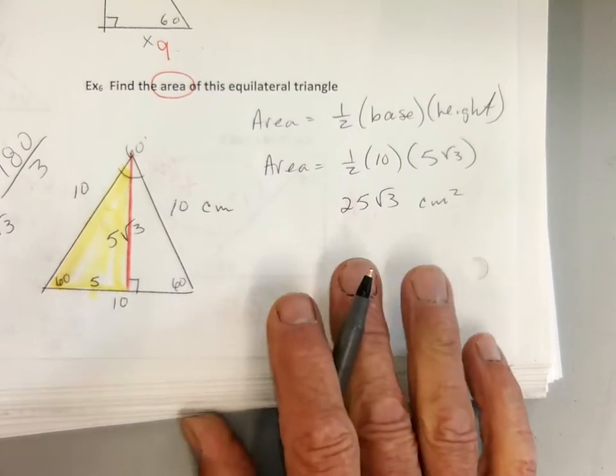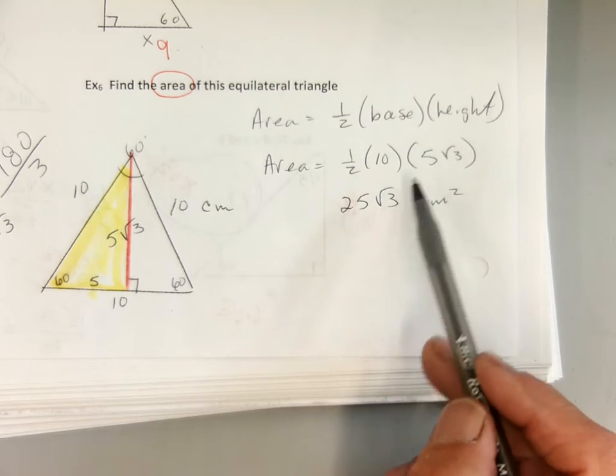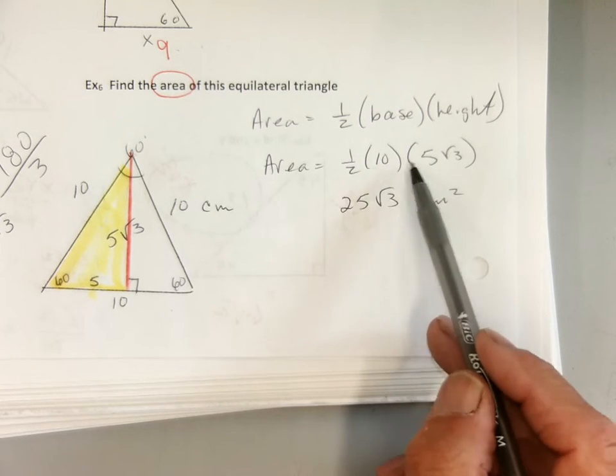That's a great answer. Where do you get that? Half of 10 is 5. 5 times 5 is 25. You guys agree with that?